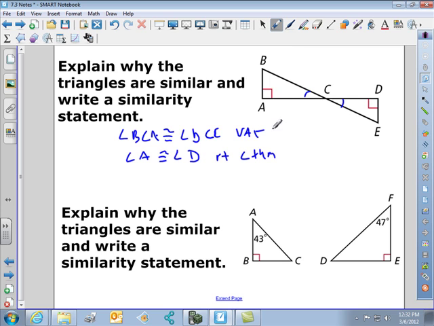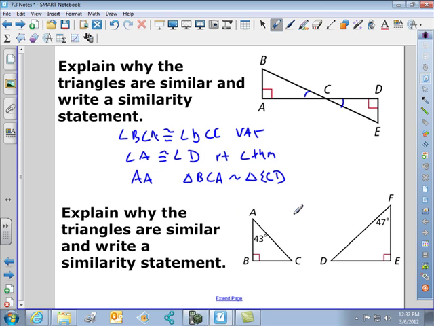Therefore, by what we just used there, that would be by angle-angle. We know the two pairs of angles are congruent. So what we could say is that triangle BCA is similar to triangle ECD. And notice how I'm matching those up like what we talked about in the last section.